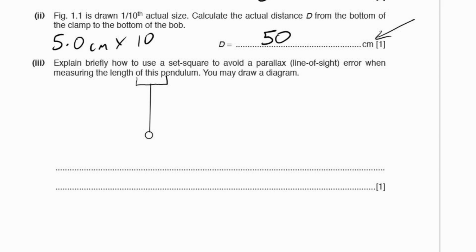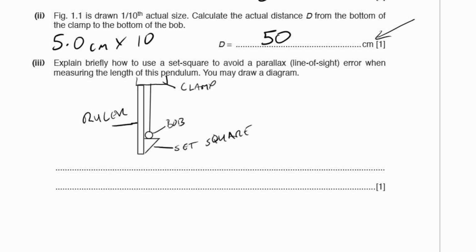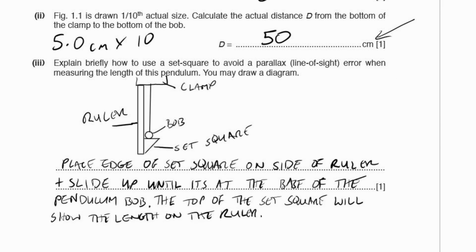The idea, of course, being that you put the edge of the set square on the side of the ruler and slide it up until it reaches the base of the pendulum. There we go, that's the setup we'd want. We'd want the ruler pushed up against the clamp at the top and the set square pushed up against the ruler. Again, as I say, moved up until it's at the base of the pendulum. So now all I need to do is write down that description. So there we go. Place the edge of the set square on the side of the ruler and slide up until it's at the base of the pendulum bob, and the top of the set square will show the length on the ruler. That's it.